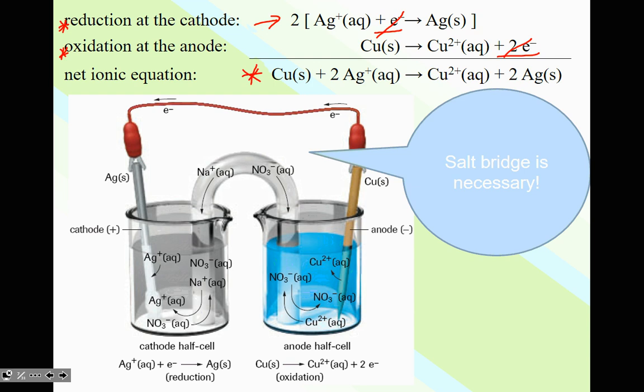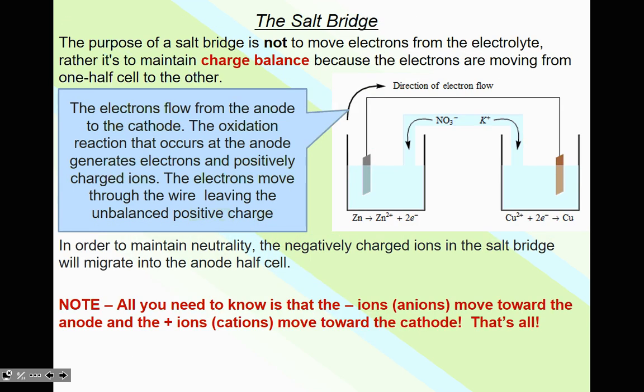The salt bridge again is super necessary, and I'll explain why right away. The purpose of the salt bridge is not to move electrons from the electrolyte arbitrarily, rather it's to maintain charge balance. So we need to make sure that things stay neutral, because the electrons are moving from one half to the other.